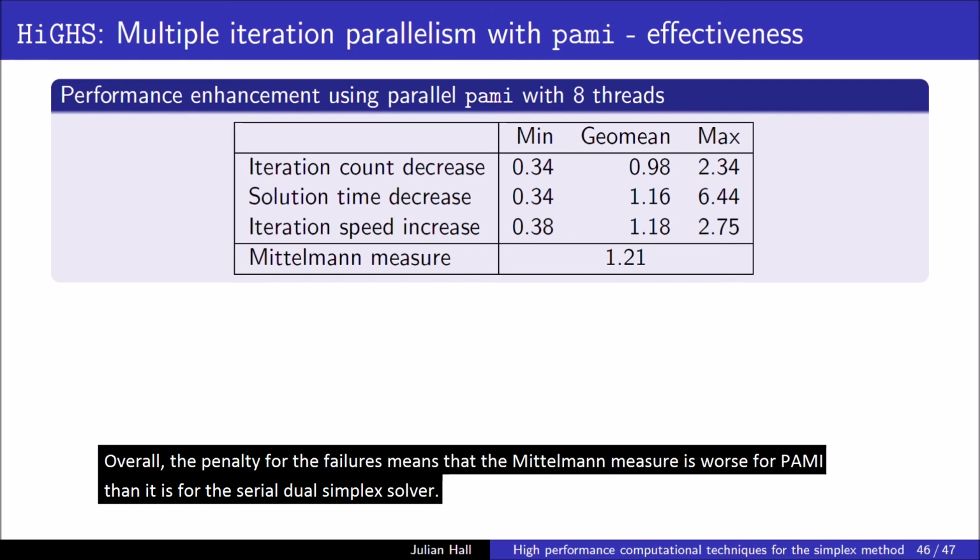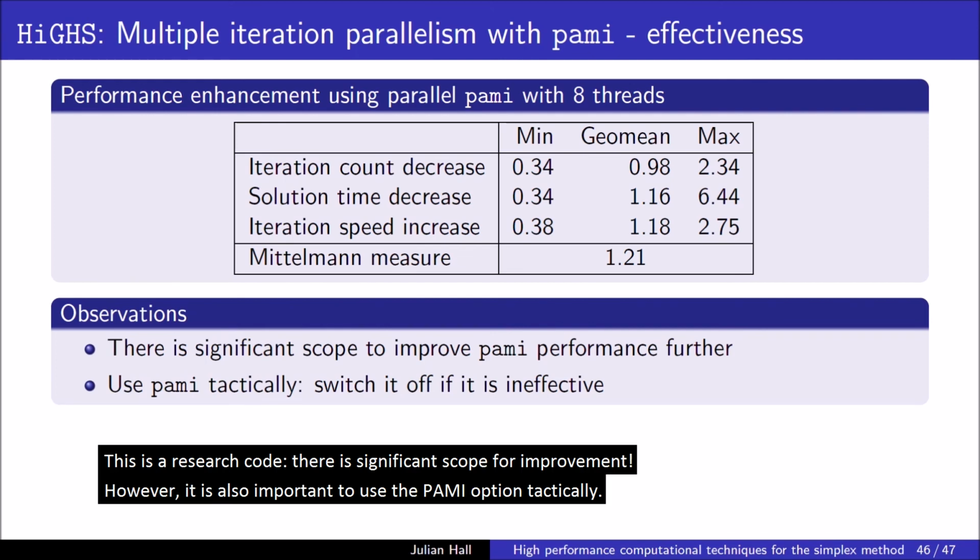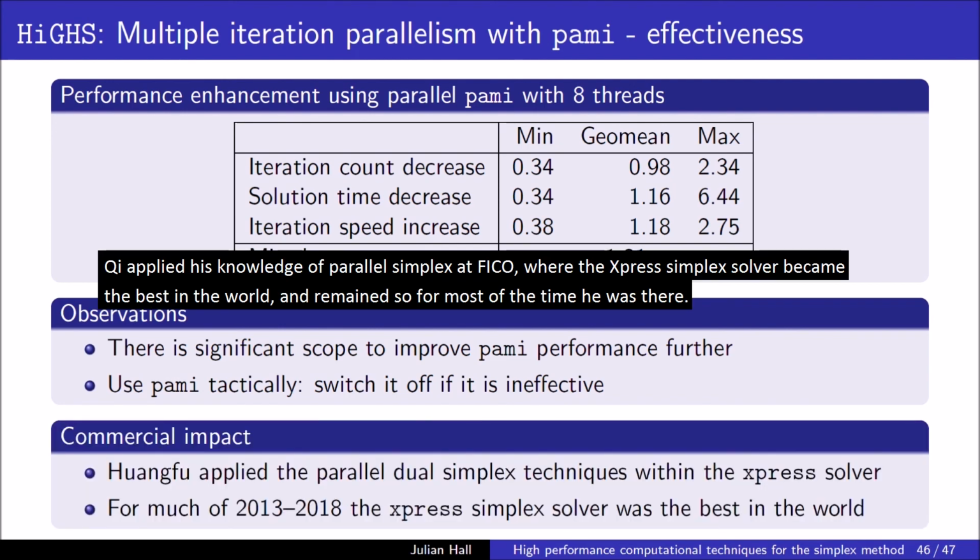Overall, the penalty for the failures means that the Mittelmann measure is worse for PAMI than it is for the serial dual simplex solver. This is a research code. There is significant scope for improvement. However, it is also important to use the PAMI option tactically. Qi took his knowledge of parallel simplex to FICO, where the Xpress simplex solver became the best in the world, and remained so for most of the time he was there.